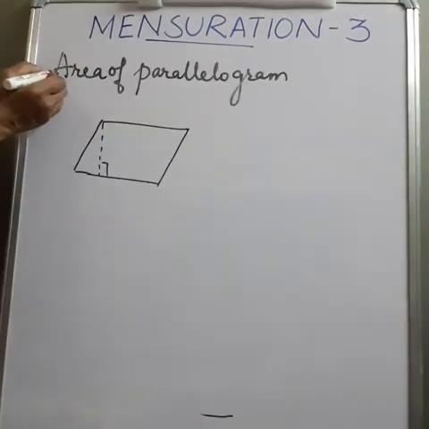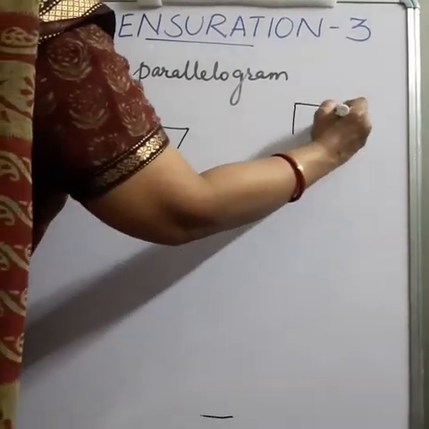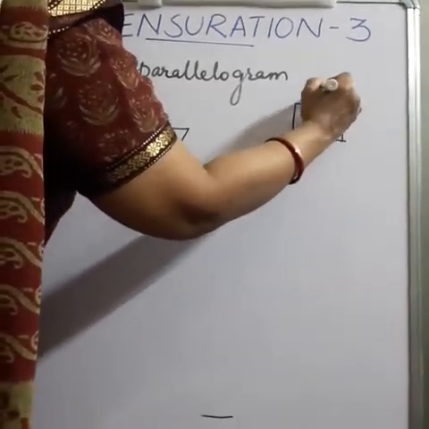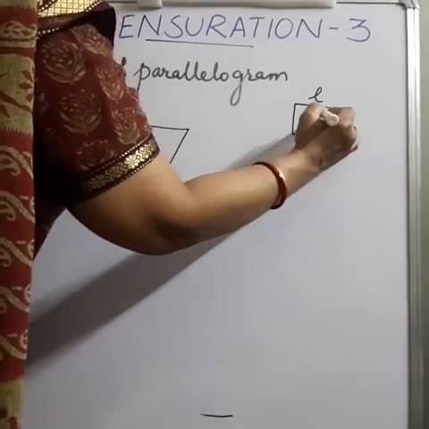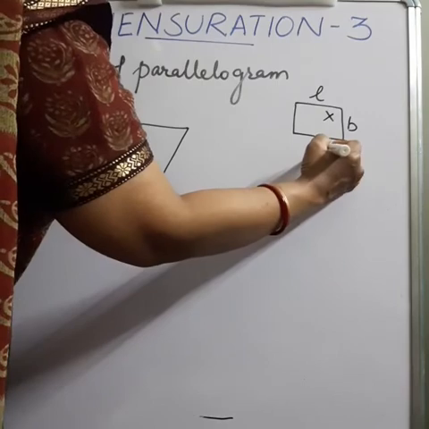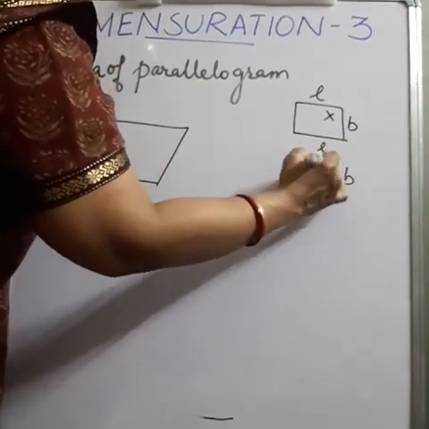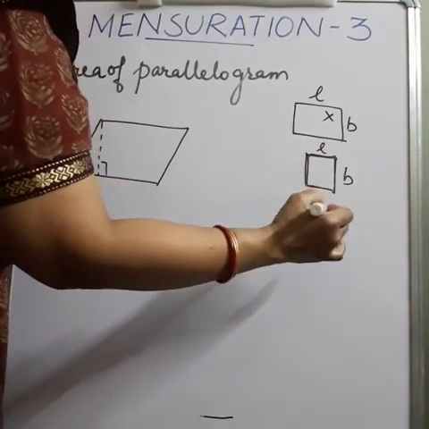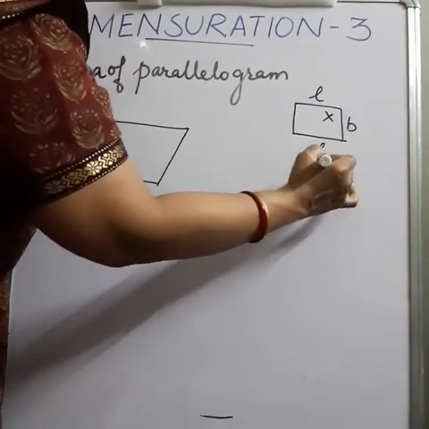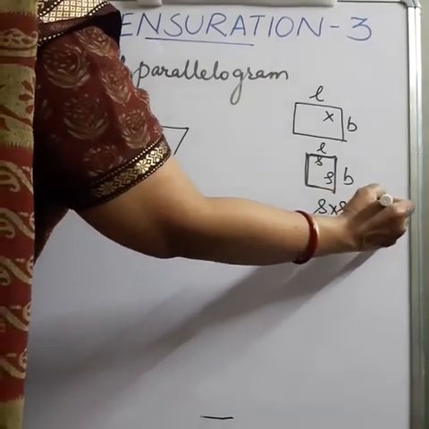We will find the area of parallelogram. When we find the area of rectangle, we multiply length into breadth. For square, what we do? Again we do length into breadth, but since these two, length and breadth, are of same length, so we write side into side, that is side square.